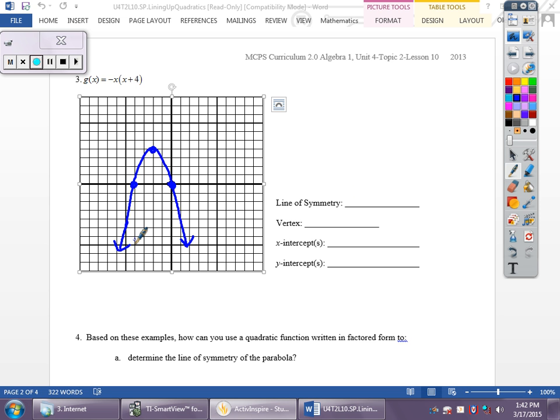My line of symmetry is x equals negative 2. My vertex is negative 2 comma 4. My x-intercepts are at negative 4 and 0. And my y-intercept is at 0. Okay, so now we're going to start talking about the patterns that we noticed.